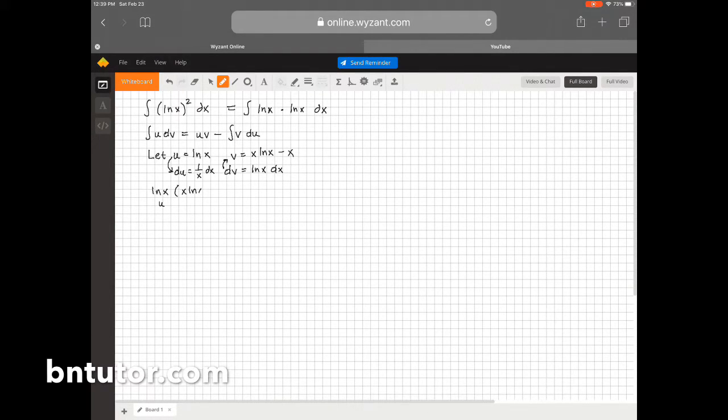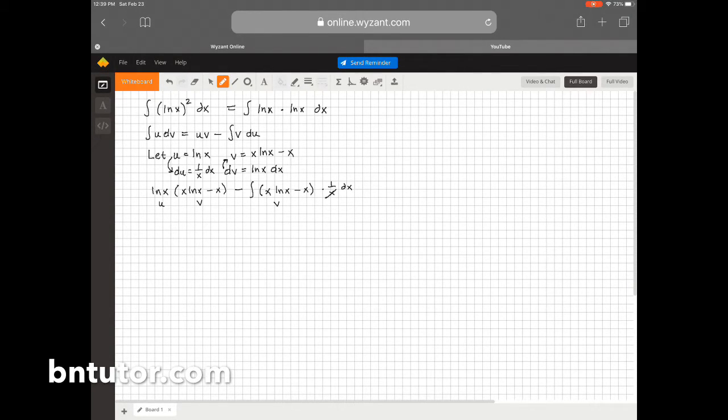We'll start out with the u times v, which we've established as natural log of x times x natural log of x minus x. And then subtract the integral of v times du. So we write in for v what we had determined, and then for du, we saw that it was 1 over x times dx.